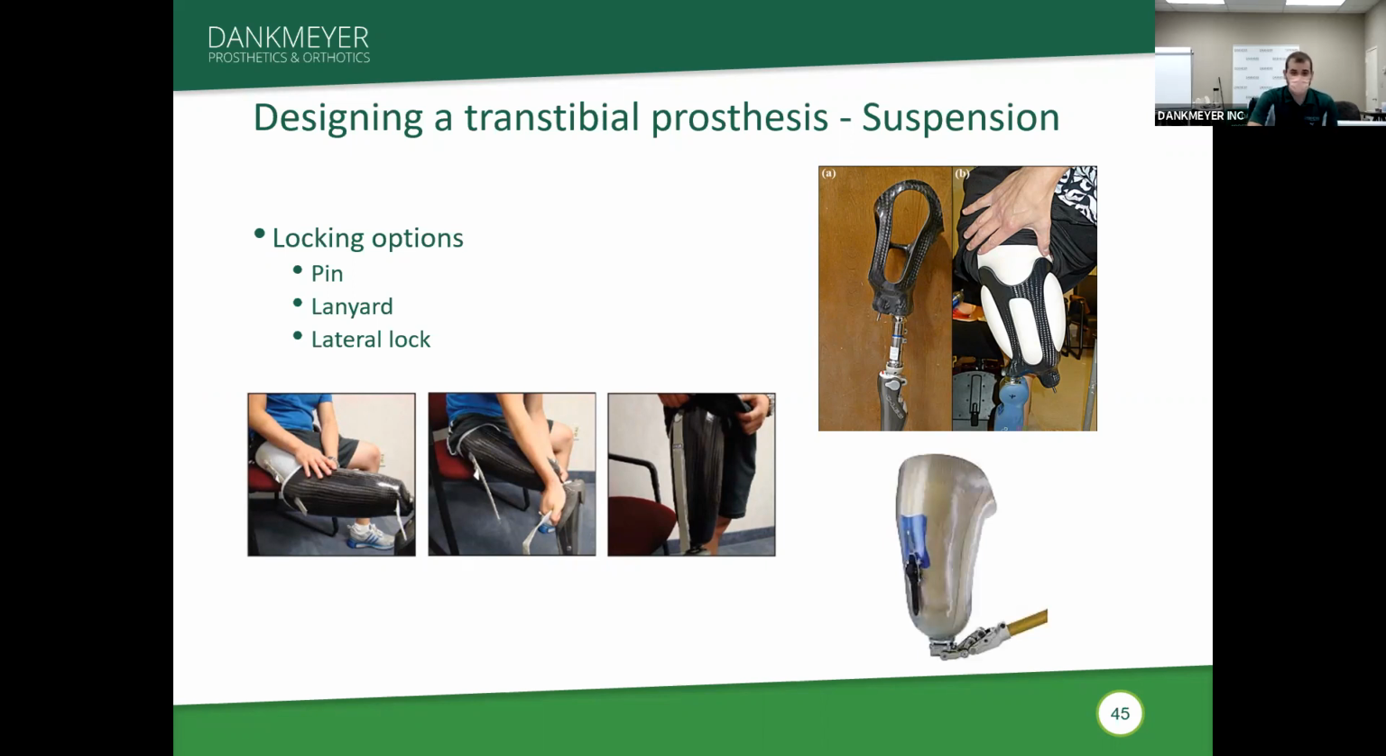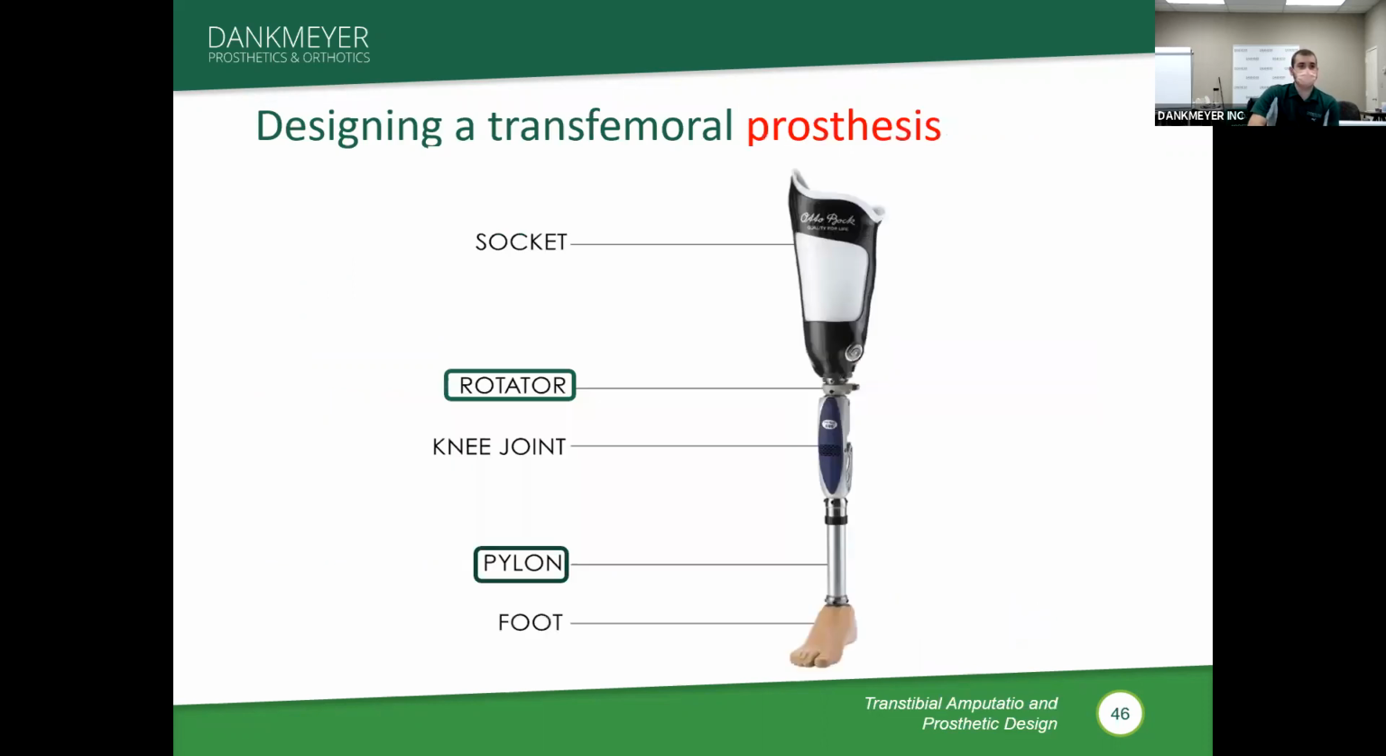And then there's also proximal lateral locking mechanisms. And these are typically used when we're really worried about that build height, that length from the bottom of the residual limb to the knee. If they have a long residual limb, you have to minimize the distance between the end of the limb and the top of the knee. So sometimes we'll move that locking mechanism proximally and laterally with a lateral locking mechanism.